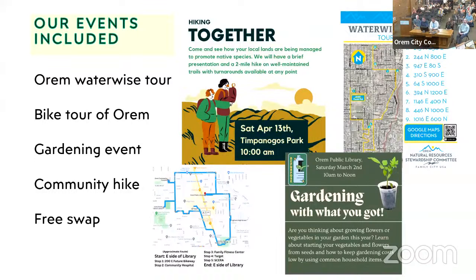We've had a gardening event. We've had a bike around Orem event to understand how to get around Orem on a bike a little better. We've had a hiking together event. We have supported a free swap, which just took place again this week, where people share things that they are no longer in need of, rather than purchasing new items.